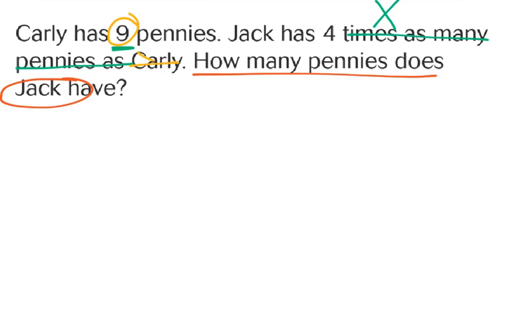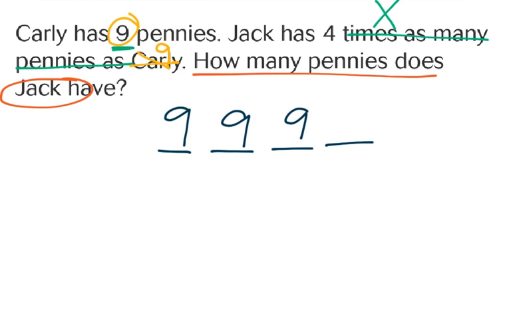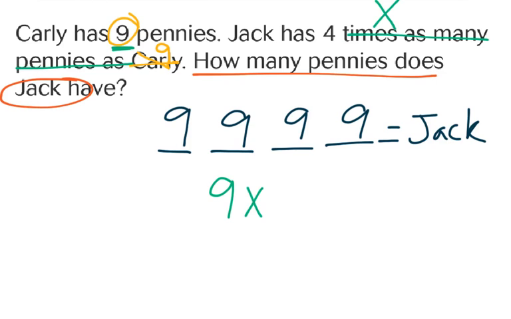It's right there. So I'm going to cross out Carly and I'm going to put a 9. Now I have a really simple multiplication problem for me to solve. Jack has 4 times 9 pennies. That's how many pennies he has. So in order for us to figure out how many pennies Jack has, if Carly has 9, and Jack has 4 times that amount, we can multiply 9 times 4 to give us the number that Jack has.